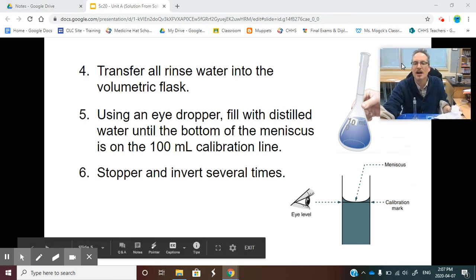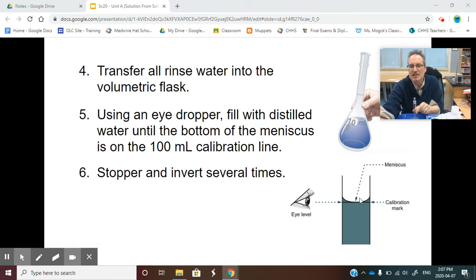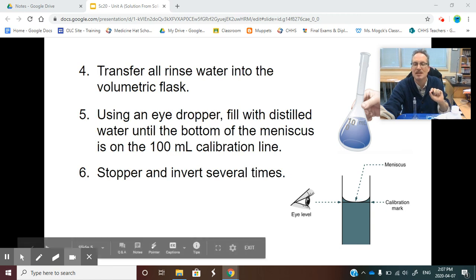Here is a picture of what we were looking for. When I look at a thin piece of glassware, and all thin pieces of glassware are considered precise pieces of glassware, we are looking so that the bottom of this meniscus falls right on our line. For us, it was a 100 milliliter calibration line, so that we're getting exactly 100 milliliters made.